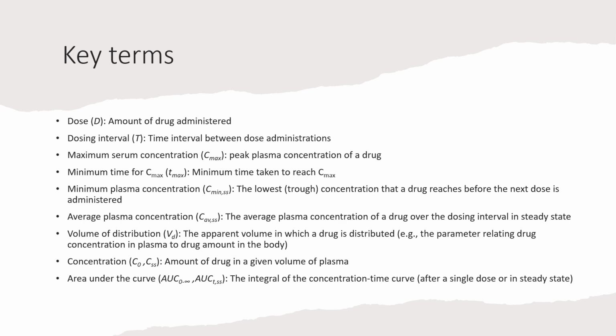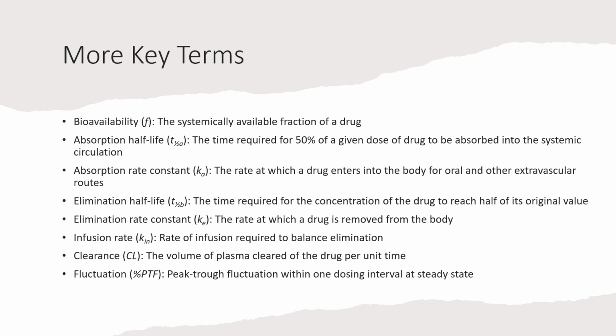Area under the curve is the integral of the concentration time curve, and that could be after any single dose or in steady state, as indicated by the SS in the symbol. Bioavailability, as symbolized by F, is the systemically available fraction of a drug. Absorption half-life is the time required for 50% of a given dose of drug to be absorbed into the systemic circulation. Absorption rate constant is the rate at which a drug enters into the body for oral and other extravascular routes, so does not include intravascular.